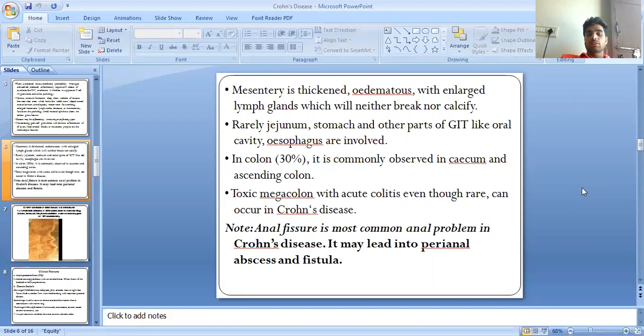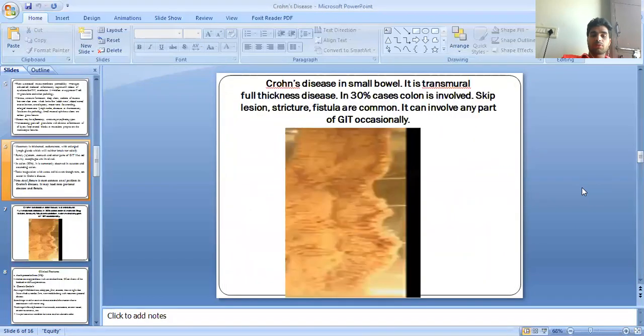Anal fissure is the most common anal problem in Crohn's disease. It may lead to perianal abscess and fistula. This is showing Crohn's disease. It is a transmural, full-thickness disease. In 30% of cases, megacolon is involved.